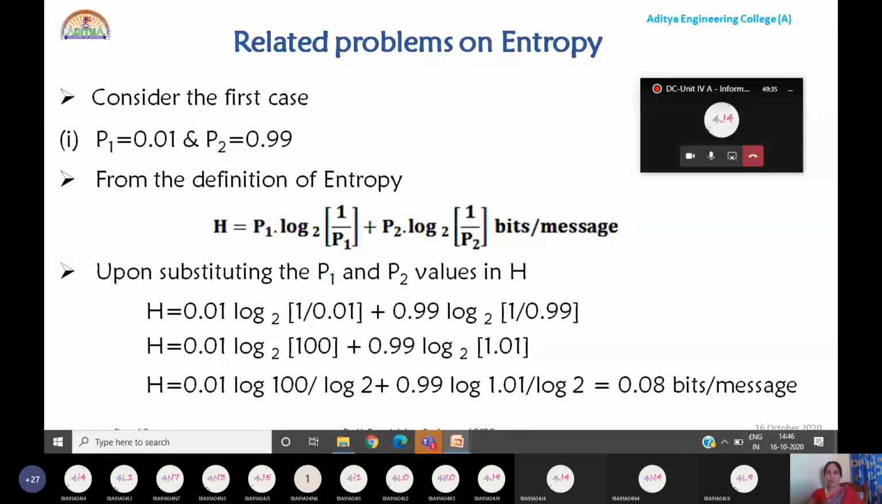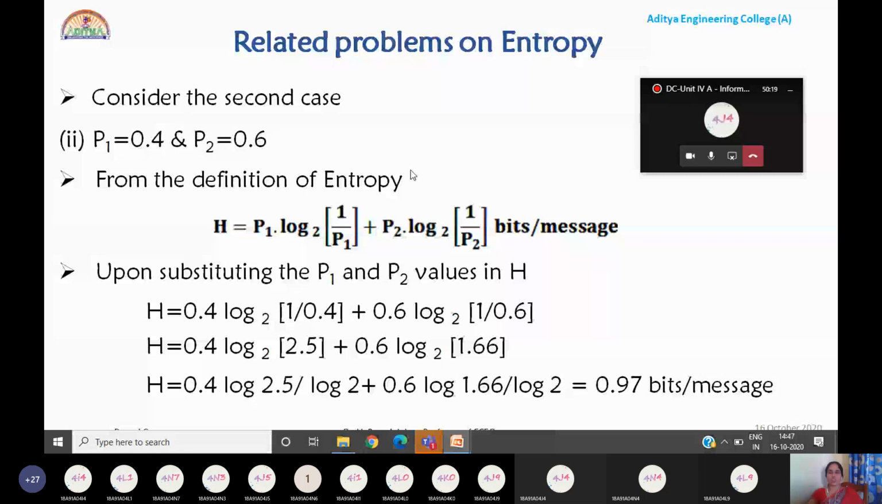So which property did we study earlier? The first property we studied. If a data stream consists of multiple messages but only one message has maximum probability equal to 1 and the other probabilities are 0, this is not completely 0 but approximately equal to 0, and the probability P2 is approximately 1, not exactly 1, then our entropy will be approximately equal to 0. So we got approximately 0.08 bits per message.